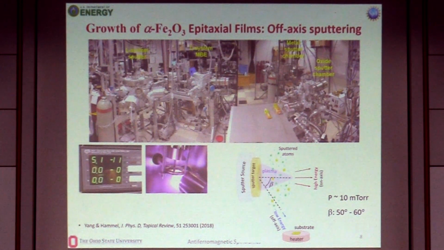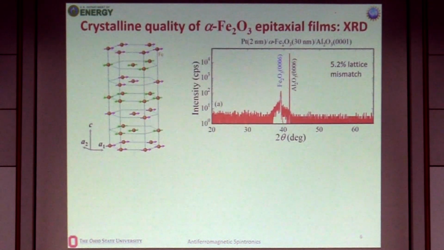The downside of this geometry, of course, is your growth rate is going to be significantly lower. But compared to PLD or MBE, it is comparable or could be a little faster as well. Since we only work with relatively thin films, from a few to 100 nanometers, this is not a problem for us.